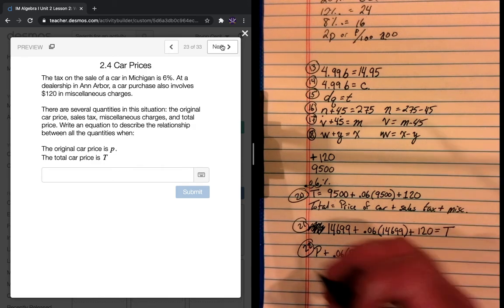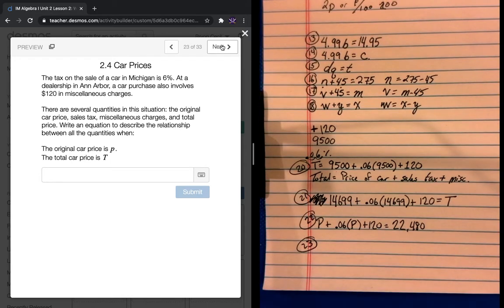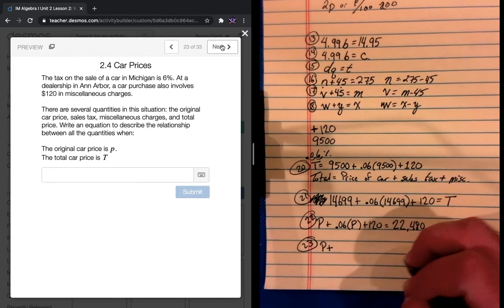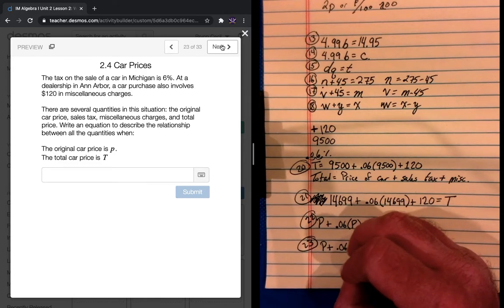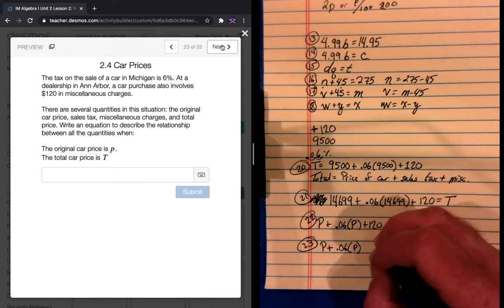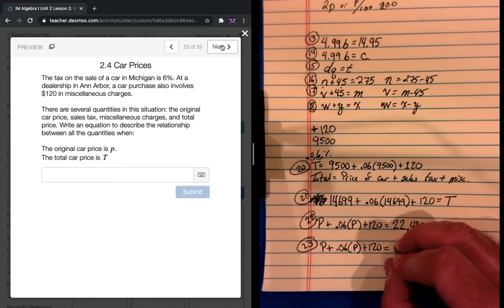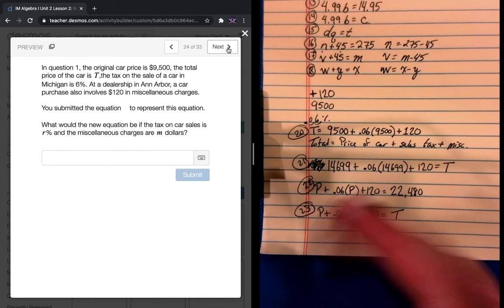Okay, now let's look at 23, and notice the trend, what they're doing, they're taking things away from us so that we can get this right. So now we have the total price of the car, P, plus still 6% of that price. Okay, we still are adding the 120, but now we don't know what that total is. T again. So now again they're giving us another one. Okay, slide 24.